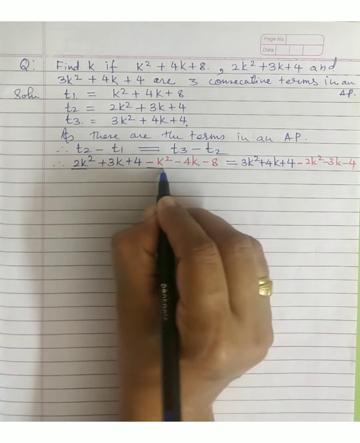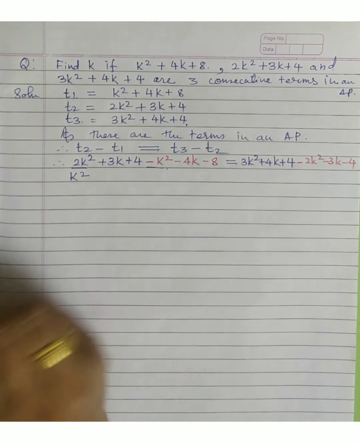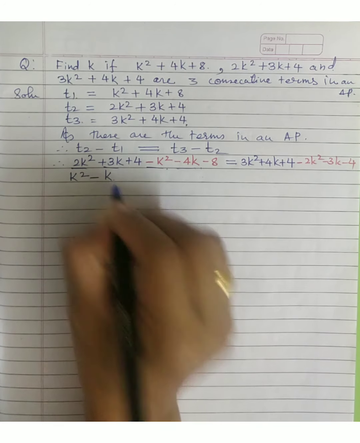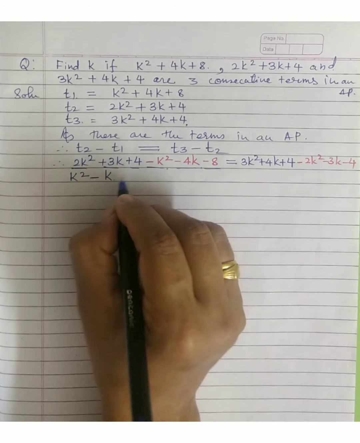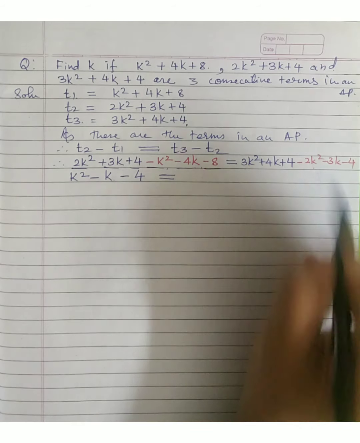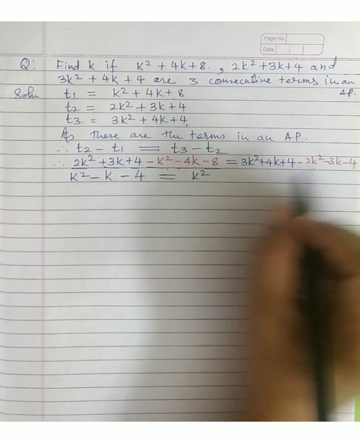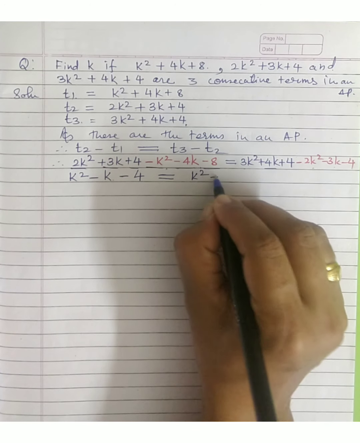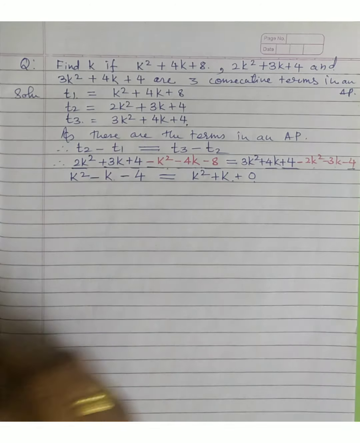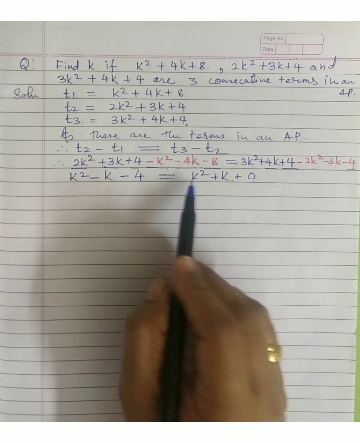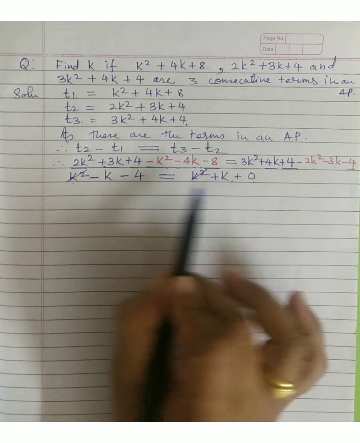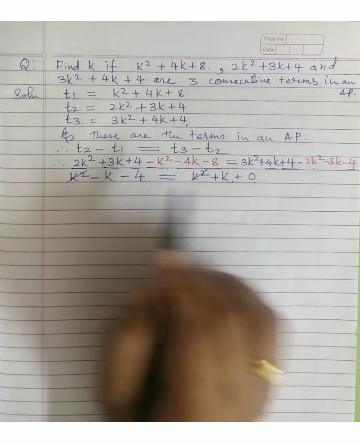2k square minus k square plus 3k minus 4k. What is that? Minus k. Plus 4 minus 8, what is that? Minus 4. This is equal to 3k square minus 2k square, which is k square. 4k minus 3k plus 4 minus 4, 0. Again k square on either side, both positive, will be cancelled. Minus k minus 4 is equal to k. Do not cancel. This is negative, this is positive.